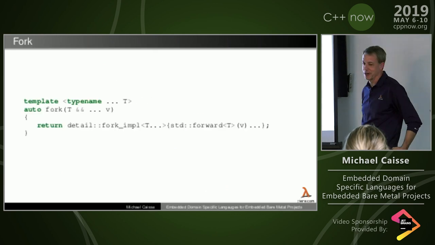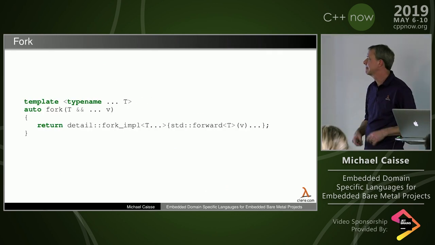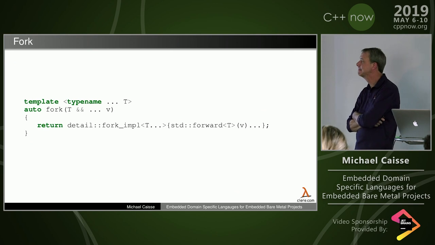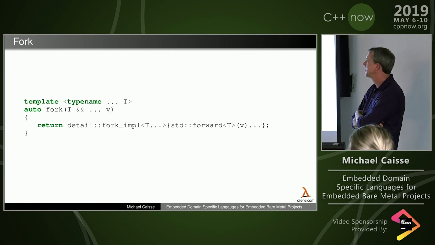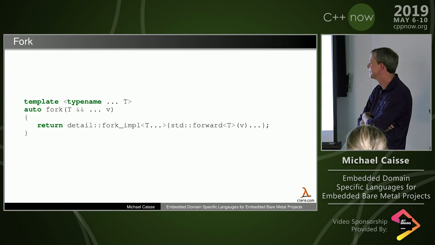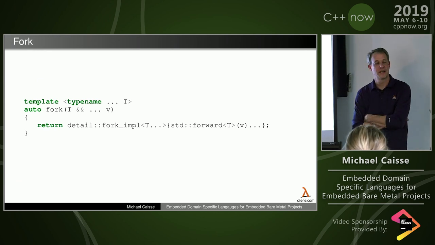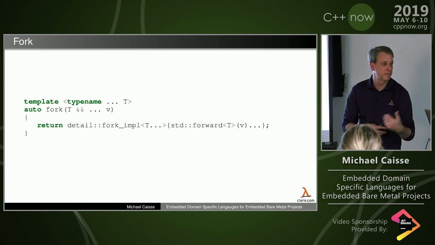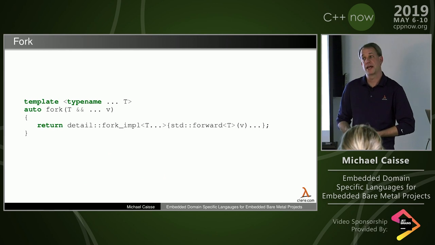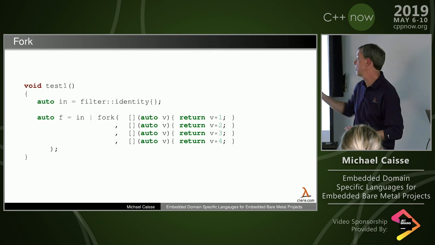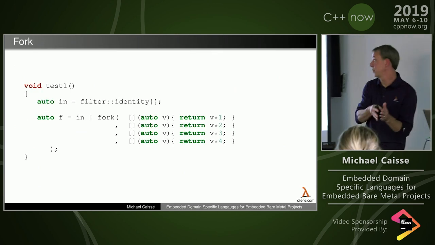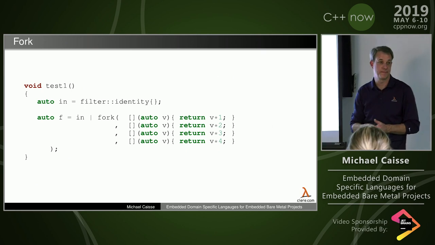All right, so how do we write fork? That's easy. Okay, we're done. So fork: the idea of fork is we want to take whatever the inputs are and call all the different arguments to fork. Each of the arguments to fork needs to get called with whatever came in through the pipe.